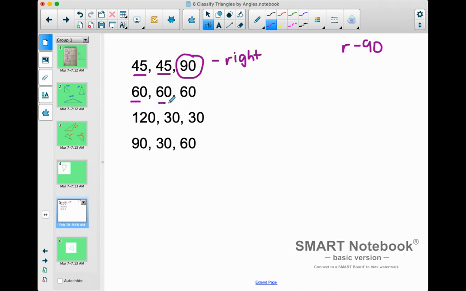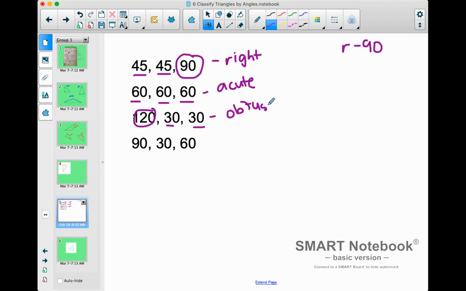This is a perfect triangle where all the angles are equal. If my angles are less than 90 degrees, that means that they're acute. If all three angles are acute, that means that it is an acute triangle. If I take a look at the next one, I have one angle that is 120 degrees and two really small acute angles. Because one of my angles is obtuse, that means that it is an obtuse triangle.